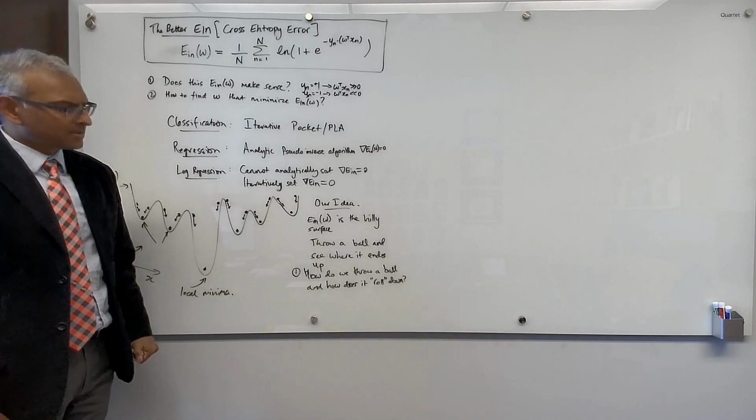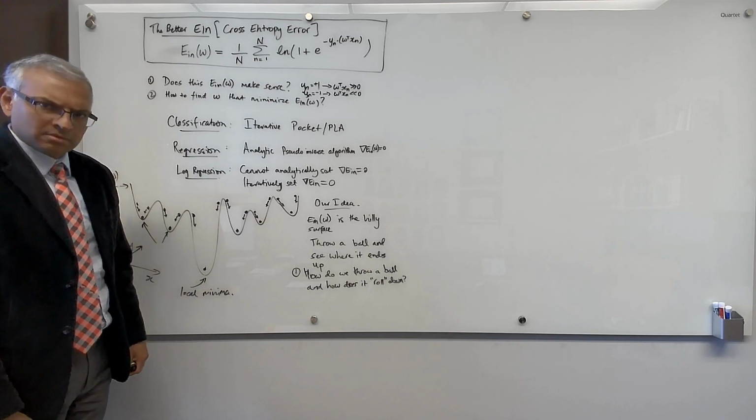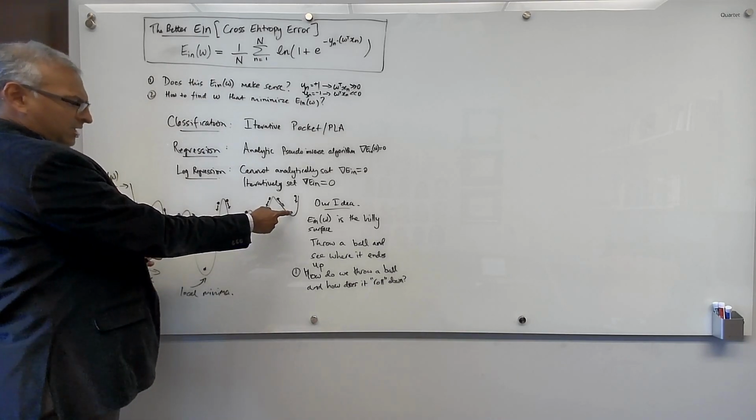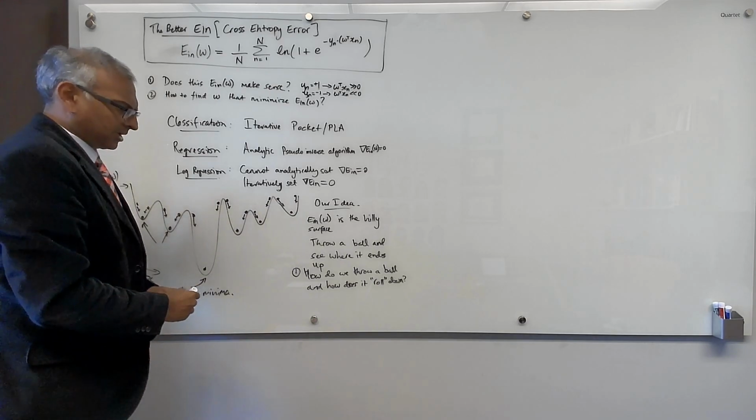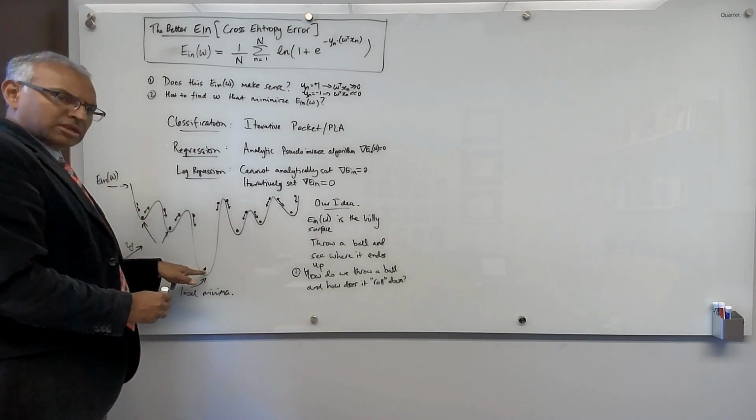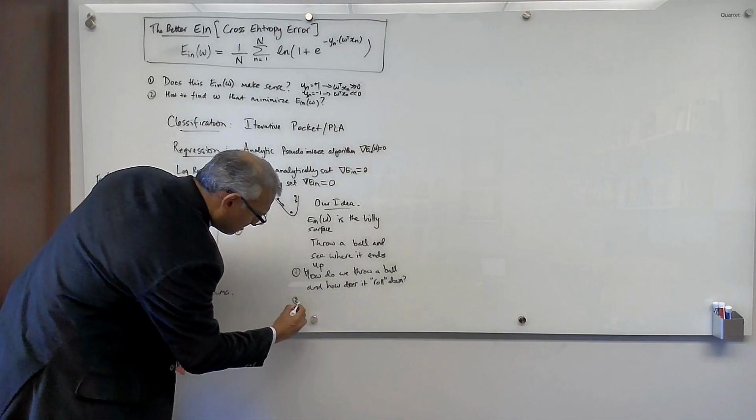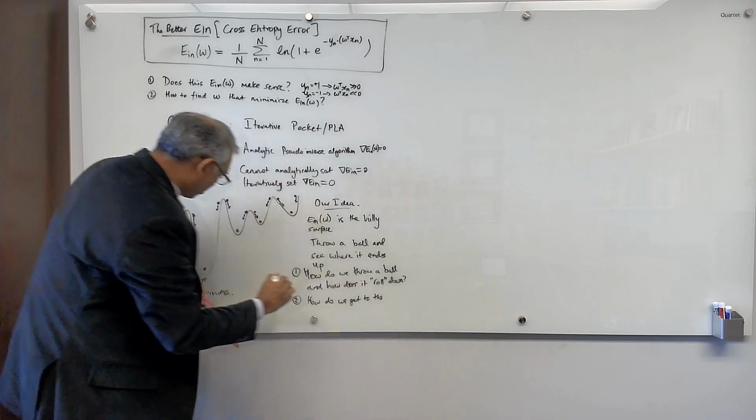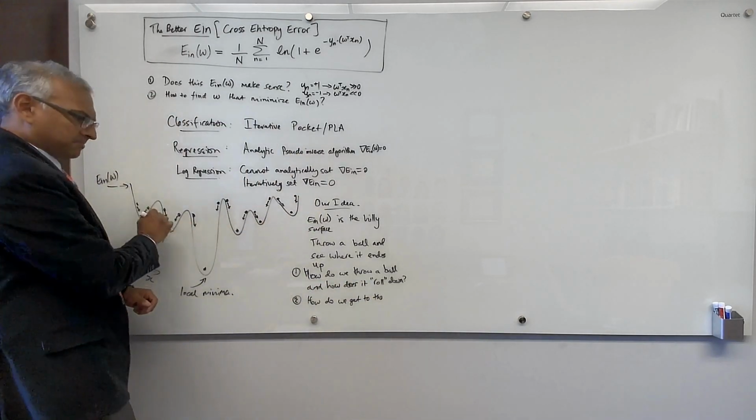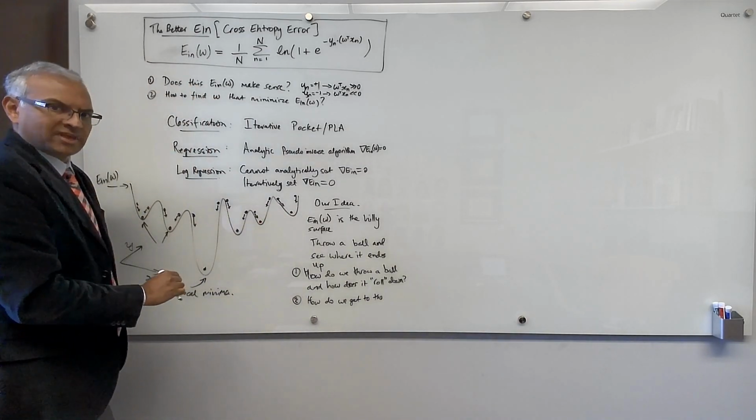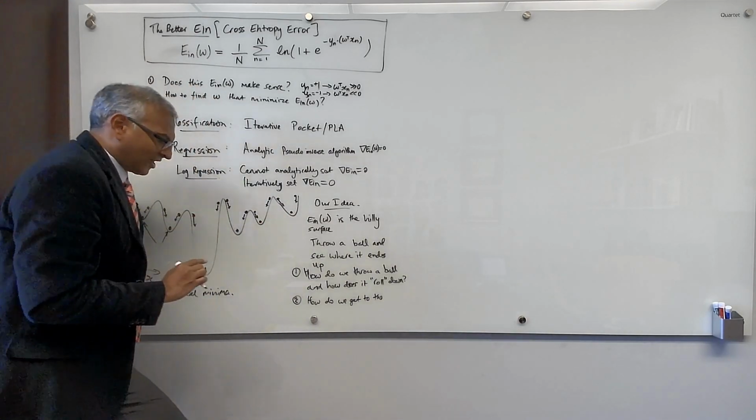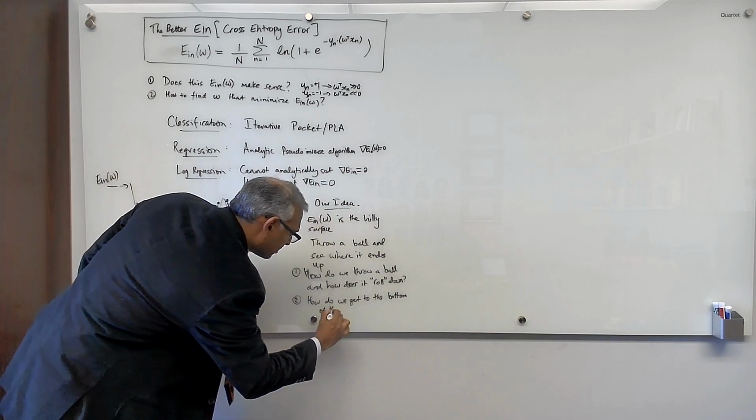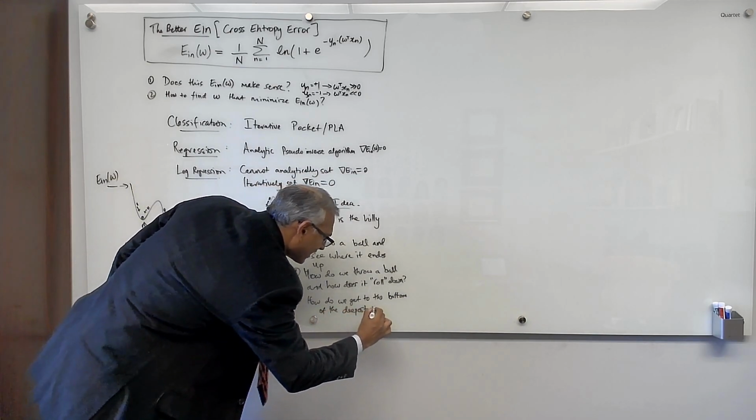Second question: we want to find the weights that minimize the in-sample error, but we could get unlucky and end up with weights that have a very high in-sample error. So how do we get to the global minimum, not the local minimum? Not just an arbitrary bottom of a valley. We want to get to the bottom of the deepest valley.